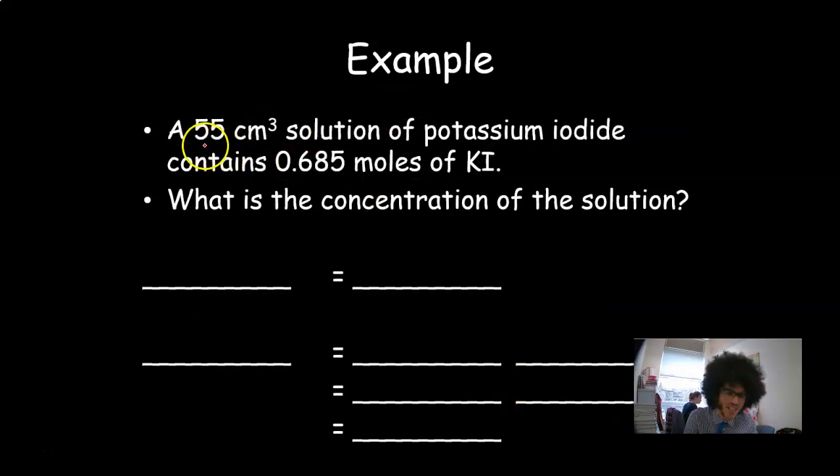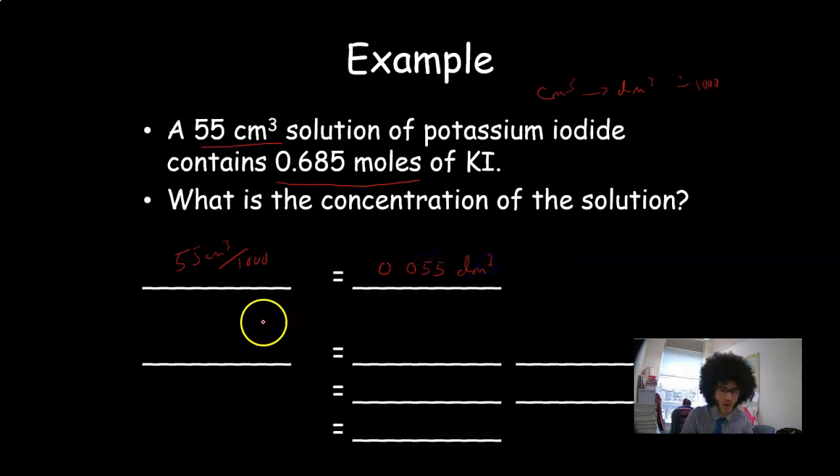A 55 centimeter cubed solution of potassium iodide contains 0.685 moles of potassium iodide. What is the concentration? Now, the first thing I have to do is I've identified the volume and it's in centimeter cubed. Now remember, going from centimeter cubed to decimeter cubed is a division by 1,000. Therefore, 55 centimeter cubed divided by 1,000 should give me 0.055 decimeter cubed.